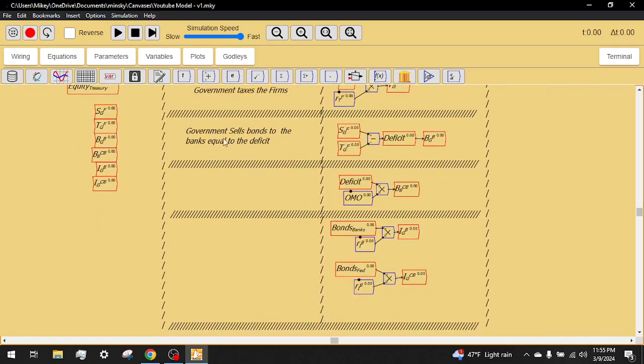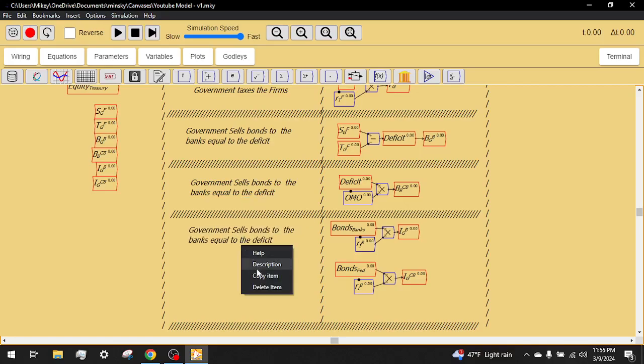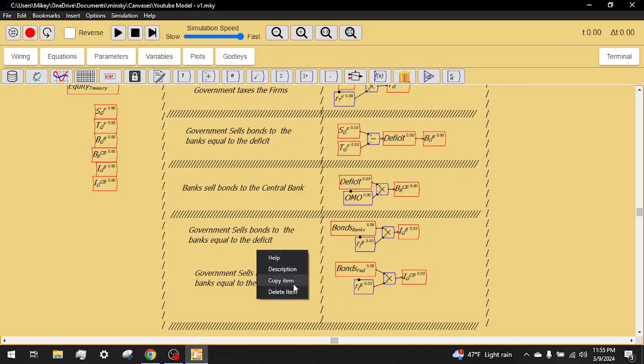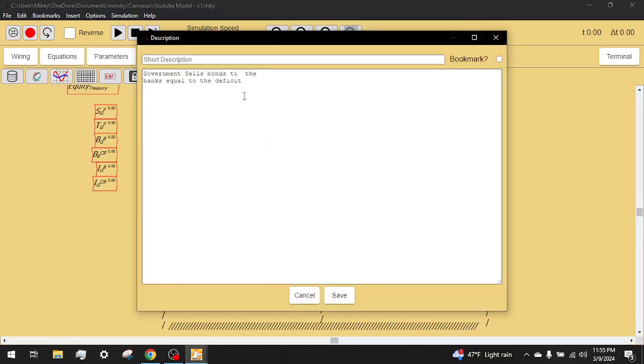I can't undo. Alright, so let me just bring this over here, and bring this over here, and just rename these guys. Okay. So this guy was that the banks sell bonds. Banks sell bonds to the central bank. Okay. Over here, we're going to have that the government pays interest on the bonds held by the banks.